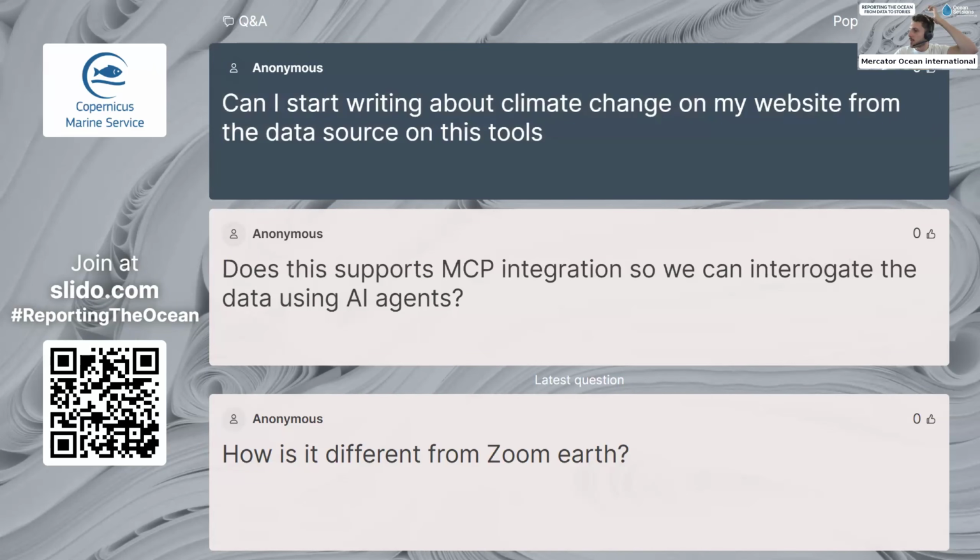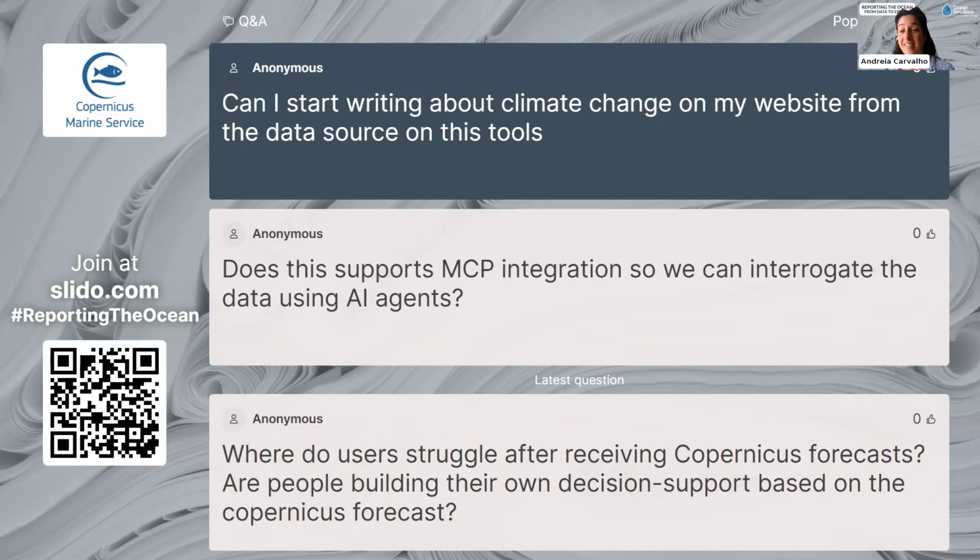Someone asks, can I start writing about climate change on my website from the data source on these tools? Just like that? I would say it's better to have someone verifying what you're writing, of course, but based on our data. Our data is reliable and trustworthy and verified, and as a data source, yes.